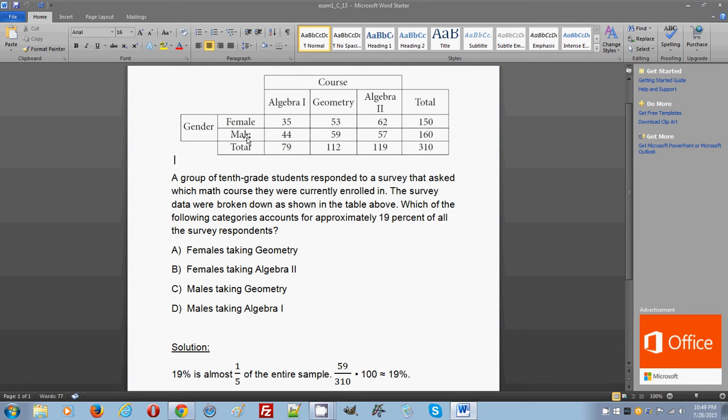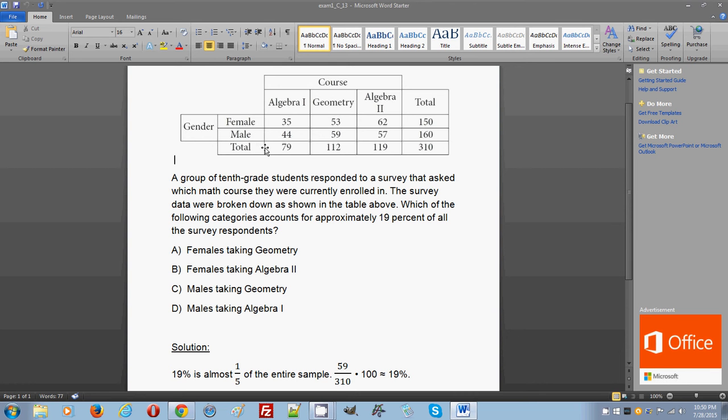The same thing for the males. So 44 males take Algebra 1, 59 males take Geometry, and 57 males take Algebra 2. And there's a total of 160 males in the entire group of 10th grade students.